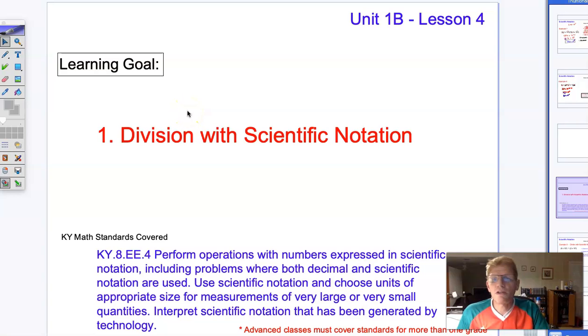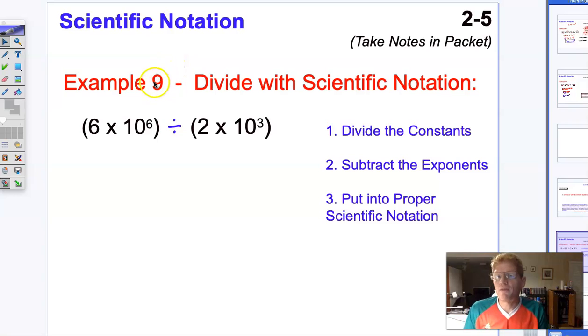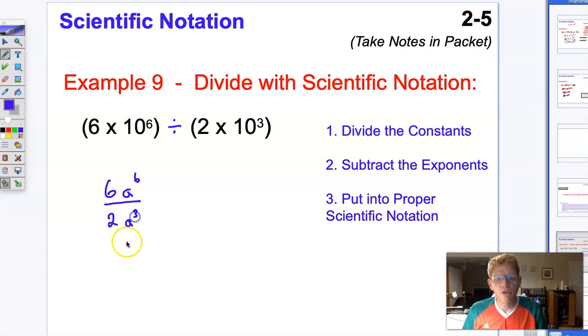In this lesson, we're going to talk about how to divide numbers in scientific notation. So here we have our first example, 6 times 10 to the 6th divided by 2 times 10 to the 3rd. Now let's approach this one the same way we did with multiplication and look at it in terms of a regular exponents example. Let's say we had 6a to the 6th divided by 2a to the 3rd.